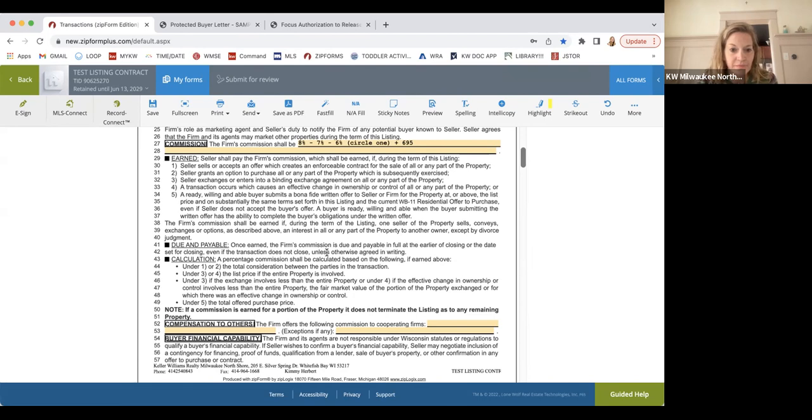So next it goes into calculating the commission. Typically it is based off of the accepted offer price and the commission amount, of course, plus whatever additional commission we have stated.